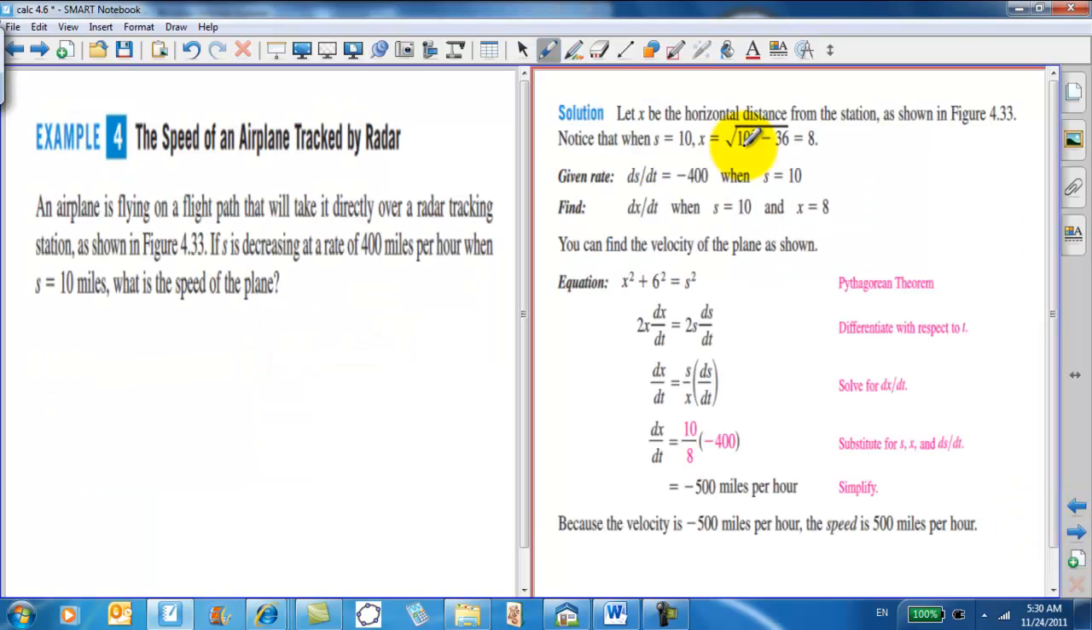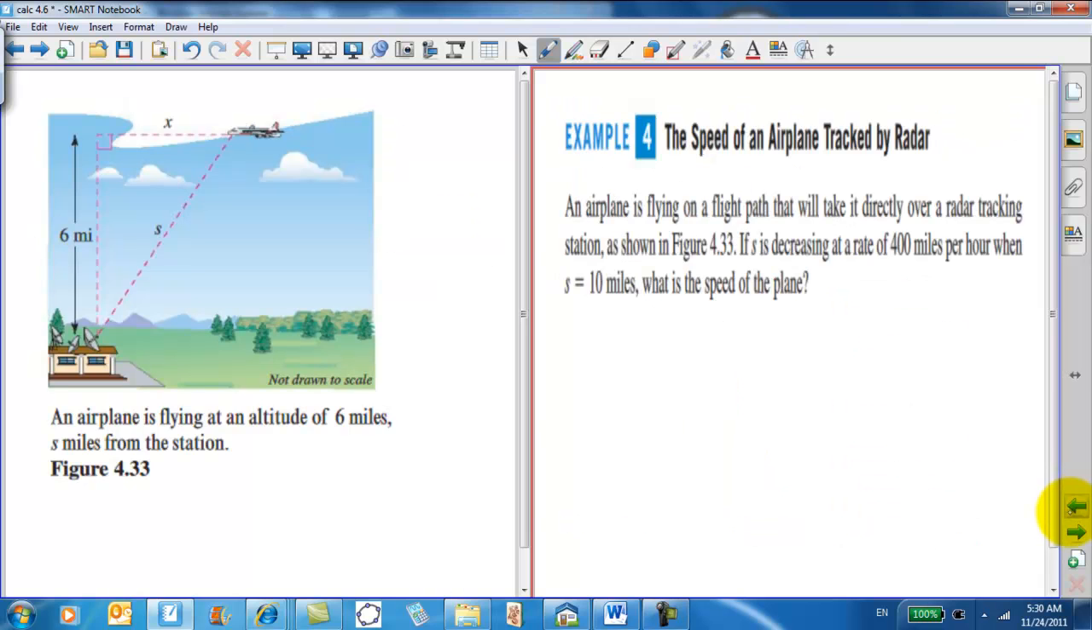So, let x equal the horizontal distance from the station as shown in the figure. Note that s equals 10 when x equals the square root of 10 squared minus 36, which equals 8. So what they've done here, and this is where you have to be careful, is you've got this s equals 10, and you can use the Pythagorean theorem on this, 6, 10, to figure out this distance x.